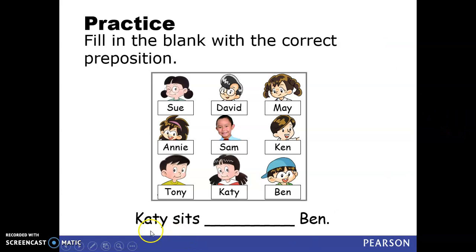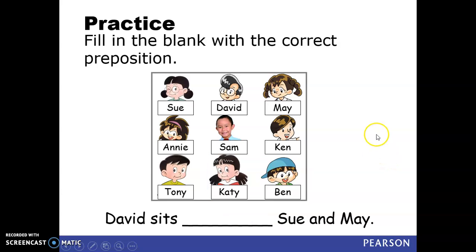Okay, let's take a look at the first sentence. Katie sits blank Ben. Okay, can you find Katie? Oh, I can find Katie, she's here. And Ben is here. So what do you think should go in this blank? Katie sits blank Ben. Okay, let's find out the answer. Katie sits next to Ben. You can say next to, no problem. Good job if you got it right.